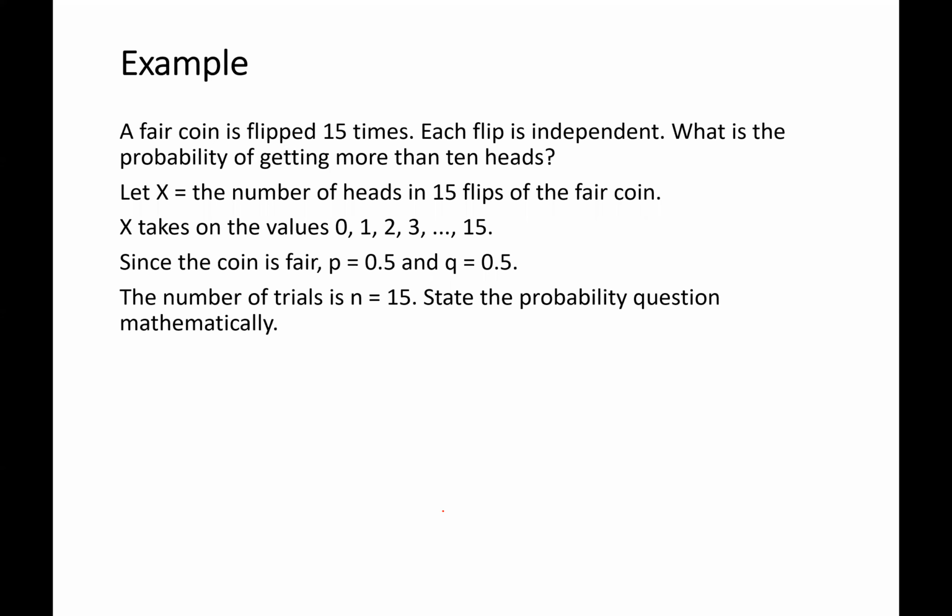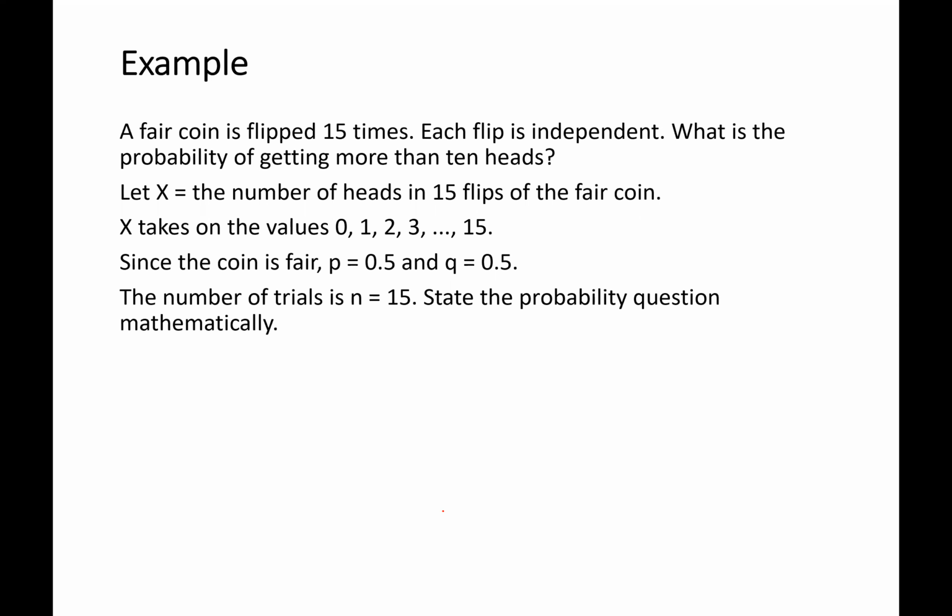Since the coin is fair, the probability of a success, or the probability that I actually flip the coin and get a head, is 50%, 0.5. So P is 0.5. And Q would also be 0.5, the probability of a failure, because if I don't get a head, I get a tail. And the probability of getting a tail is also 50%. The number of trials is 15. State the probability question mathematically.